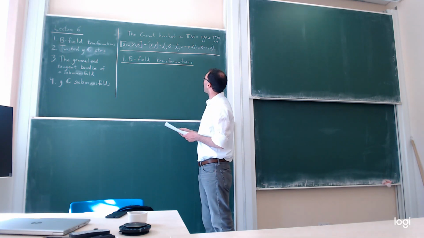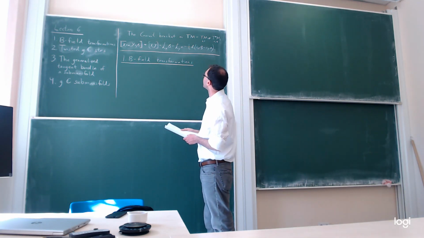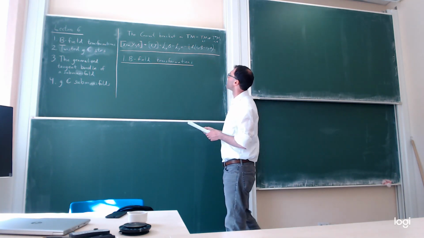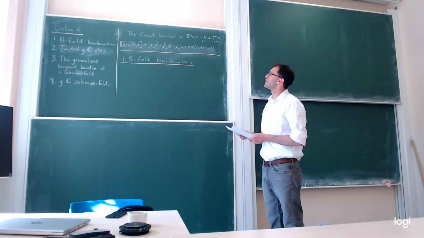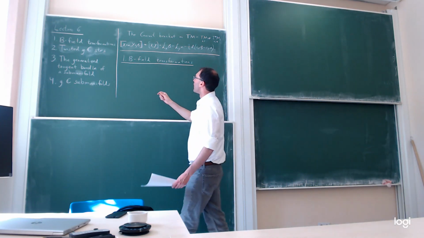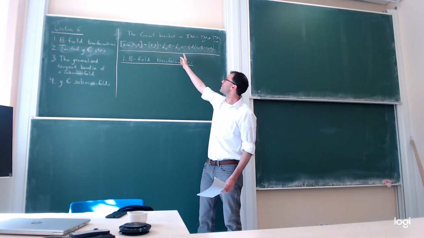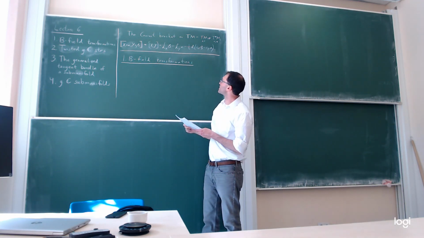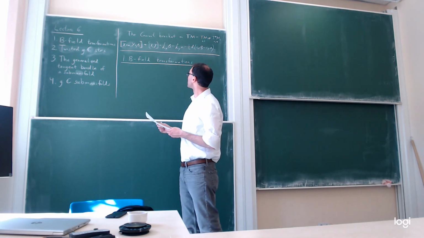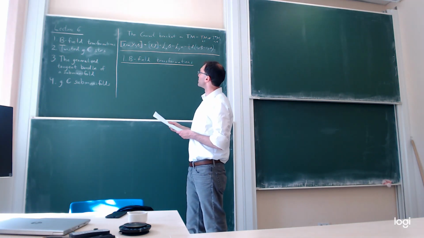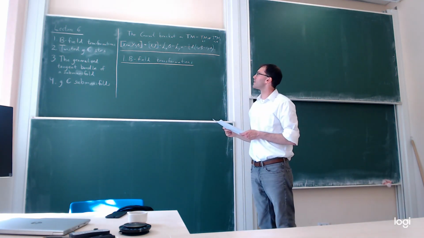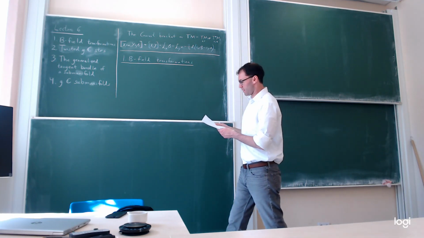And then on sections of the extended tangent bundle, we define the Courant bracket, which is given here. So I'm just going to leave this up because I think it's not so straightforward to remember. Okay, so jumping right in with the definition of B-field transformations.